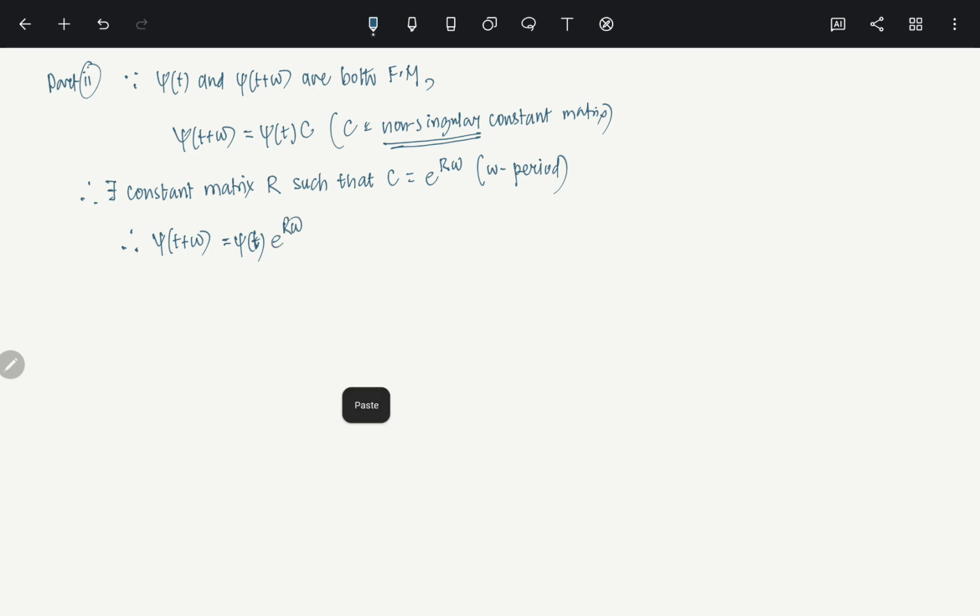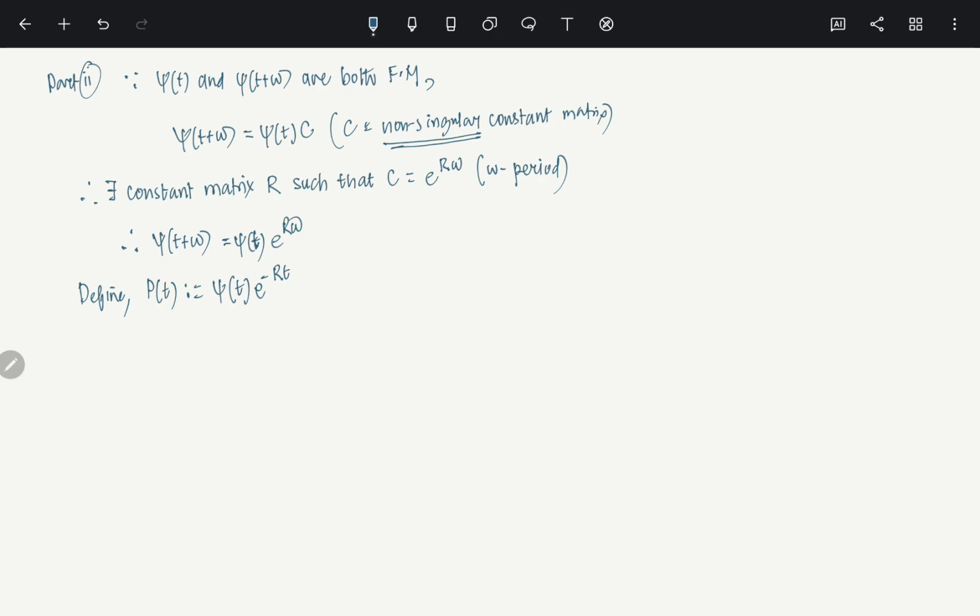Is this okay? Now we define a new function P of t. This is a matrix function, and it is defined like this: fundamental matrix psi of t, then e to the power minus RT. This is just a trick, nothing special here. We just want to put it in that form. So we define a new function P of t, which is given by phi of t times exponential minus RT.